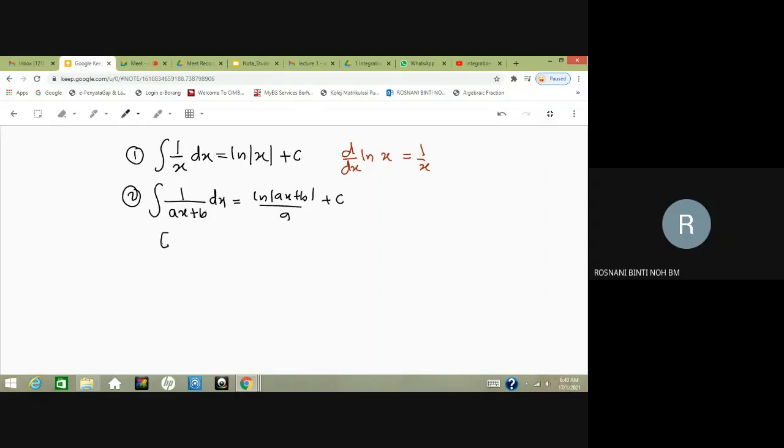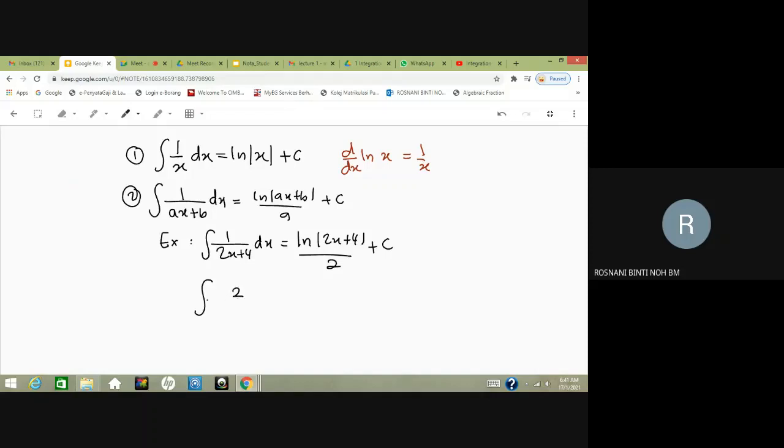Okay, so for example, you want to integrate 1 over 2x plus 4. So the answer is ln |2x plus 4| divided by 2 plus c. Okay, so maybe we can have another example.